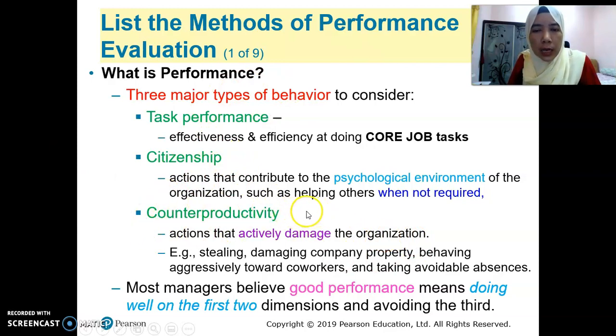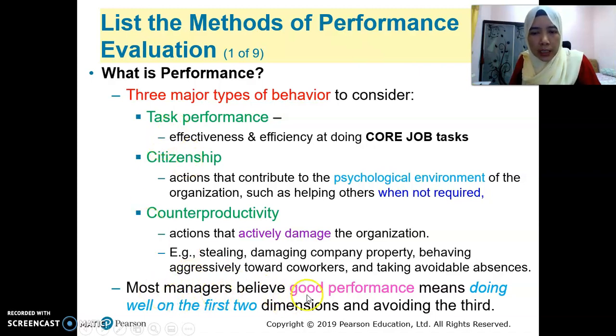Counterproductivity is the opposite of productivity. Counterproductivity is any action that negatively damages the organization. So when we talk about performance, the important thing is having these two types of performance, but not having this kind of behavior is also considered a contribution to performance. Examples of counterproductive behaviors are stealing, damaging company property, behaving aggressively toward co-workers, and taking avoidable absences. A company that does not have this kind of counterproductivity is considered effective, which is important for performance.